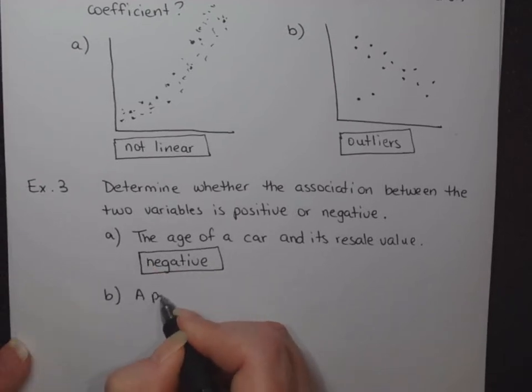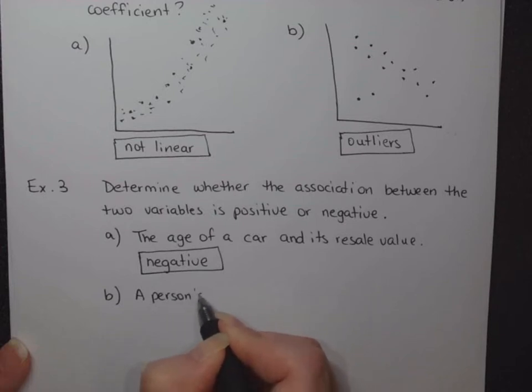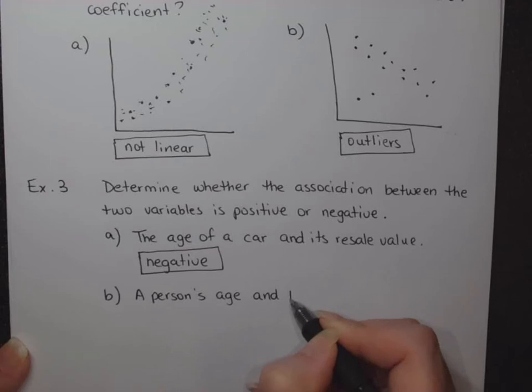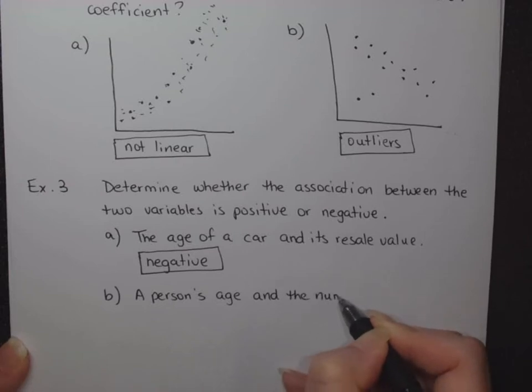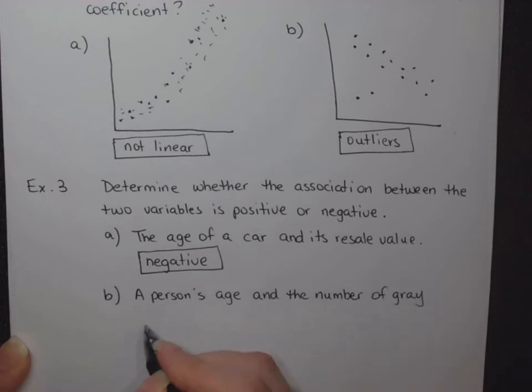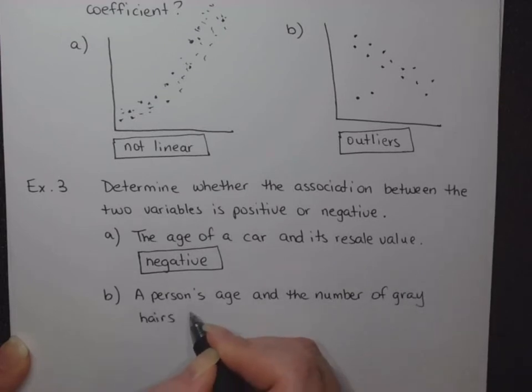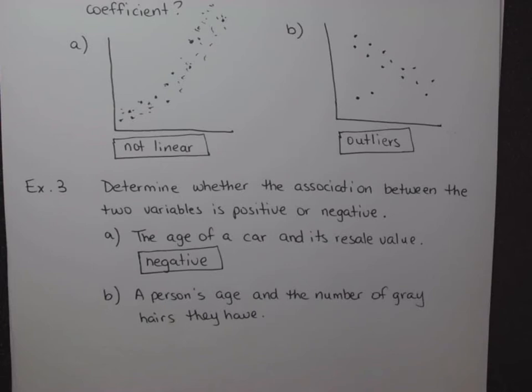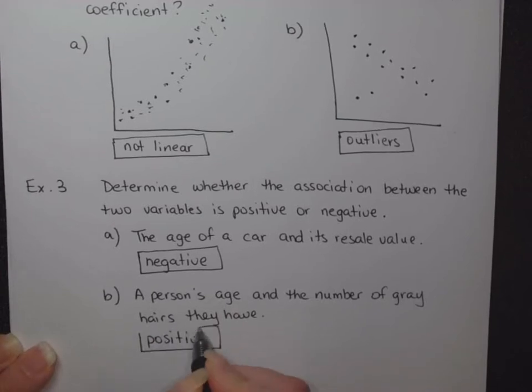The next one, a person's age and the number of gray hairs they have. Okay. Notice as they get older, as the number of years go up, the number of gray hairs also go up. So it's not just that they're going up, it's that they're going in the same direction. So this would be positive.